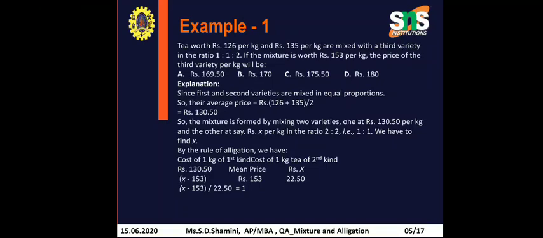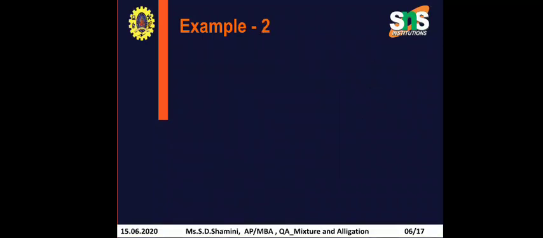So if you solve this, x minus 153 divided by 22.5 equals 1. So x minus 153 equals 22.5. So x is equal to 175.5. So the correct answer is option C, 175.50 paise.